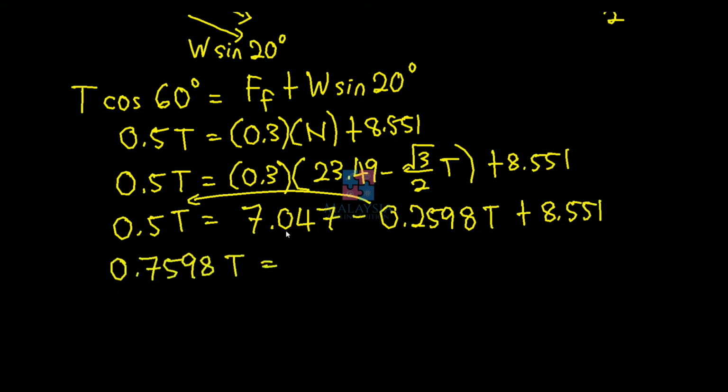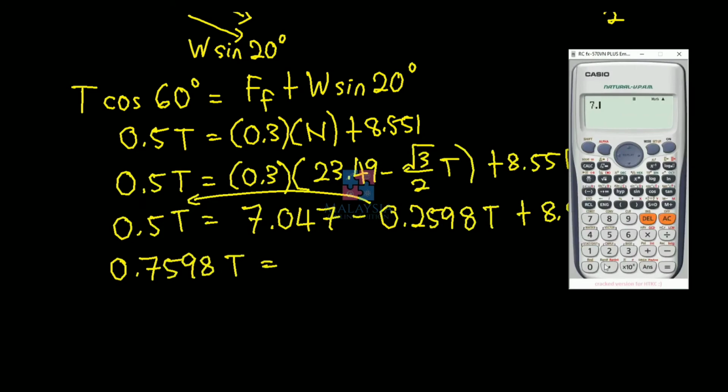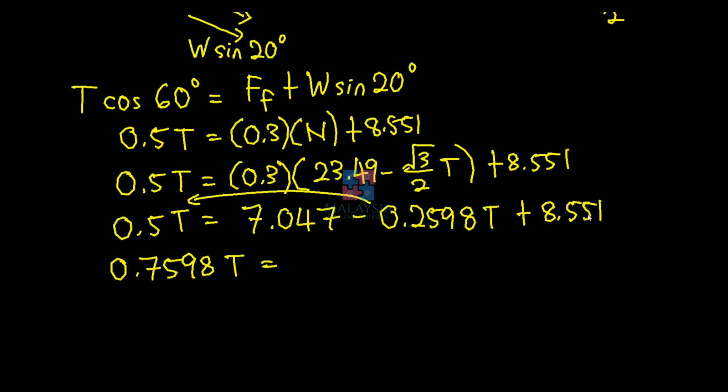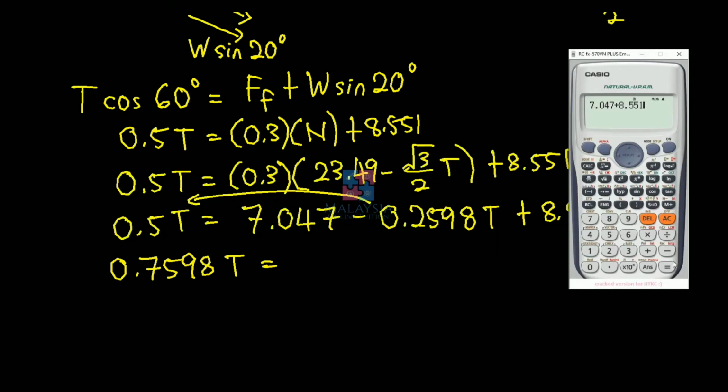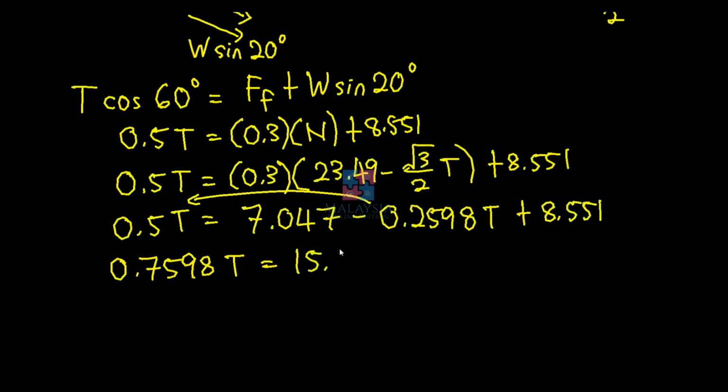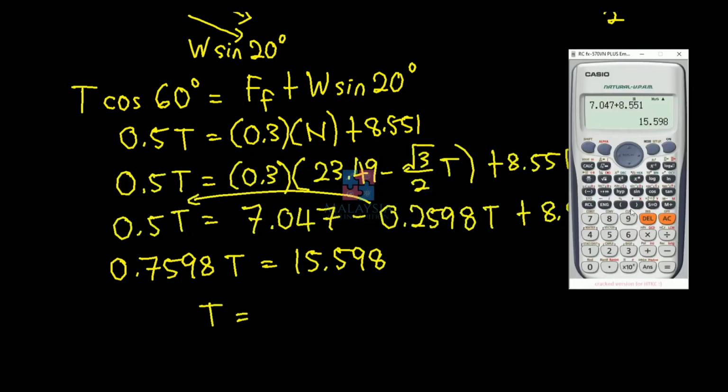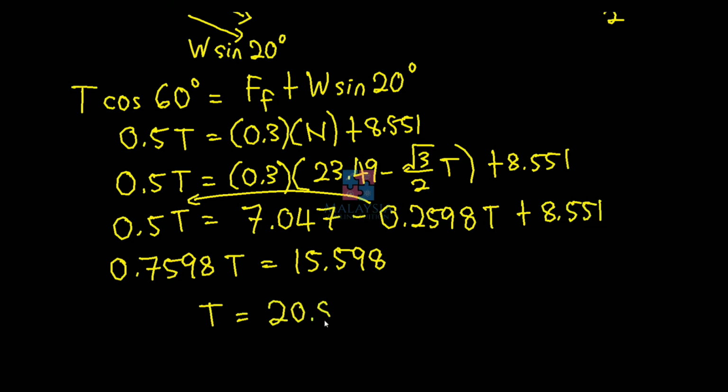And then for the right hand side, you will have 7.047 plus 8.551, you will get 15.598. And then finally, your value of t will be equal to, divide by 0.7598, you will get 20.5, correct to 3 significant figures.